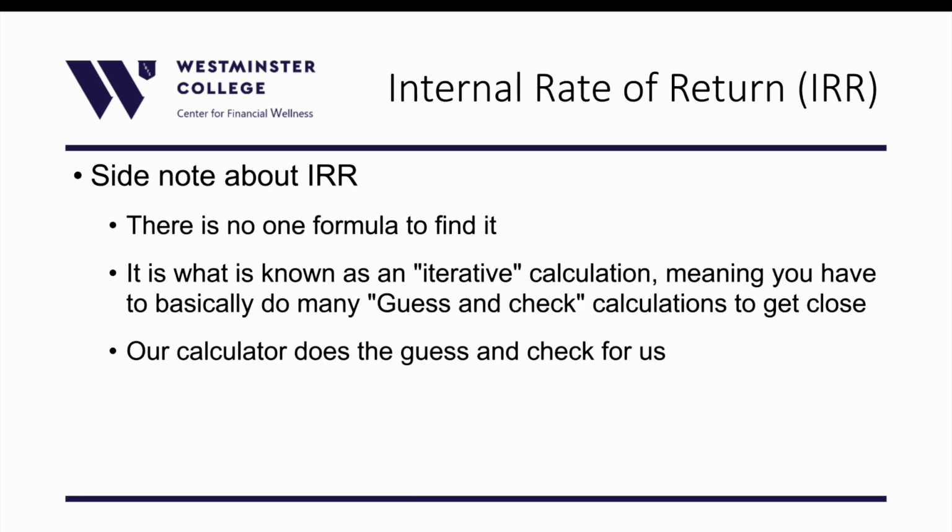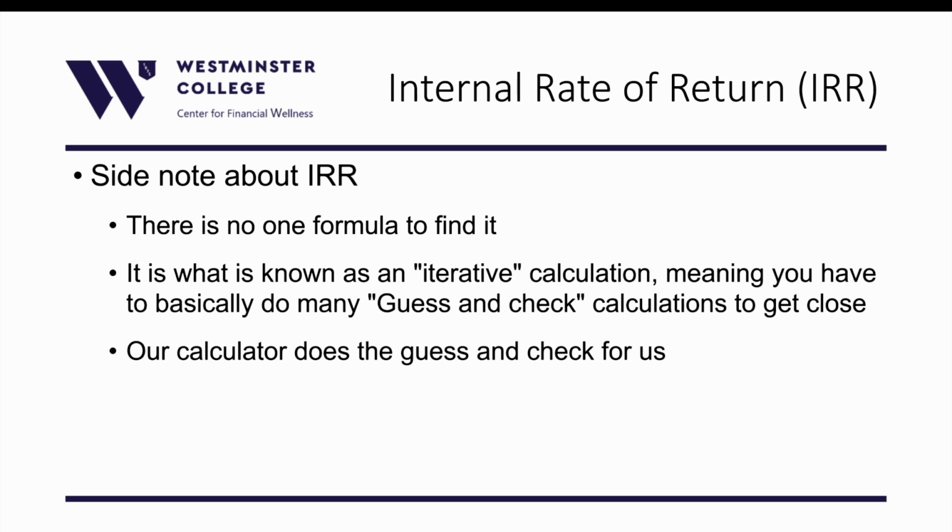Quickly, a side note about the IRR. There is no one formula to find it. Now, this might sound a little bit weird, and I'm going to explain it really quick. I just want you to understand what's going on in the background of the calculator when you're using it. IRR is found using what is called an iterative calculation. Basically, that means you have to do a bunch of guess and check calculations to get closer and closer to the actual IRR.